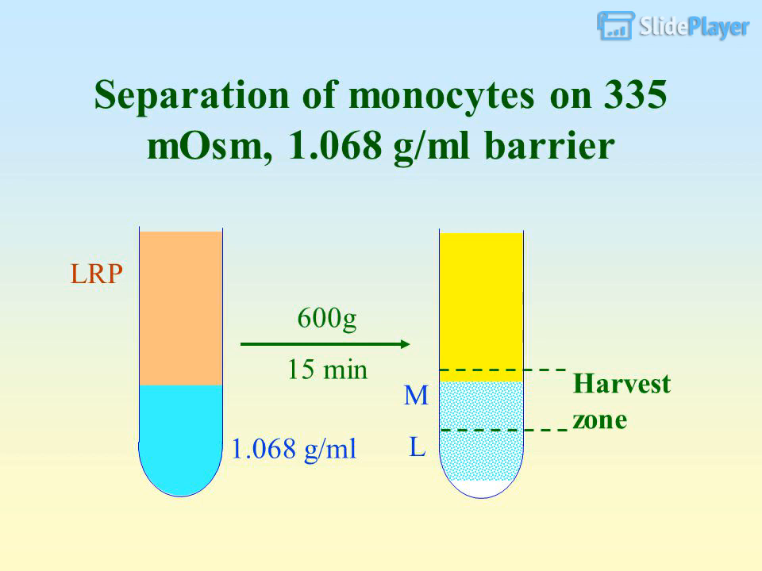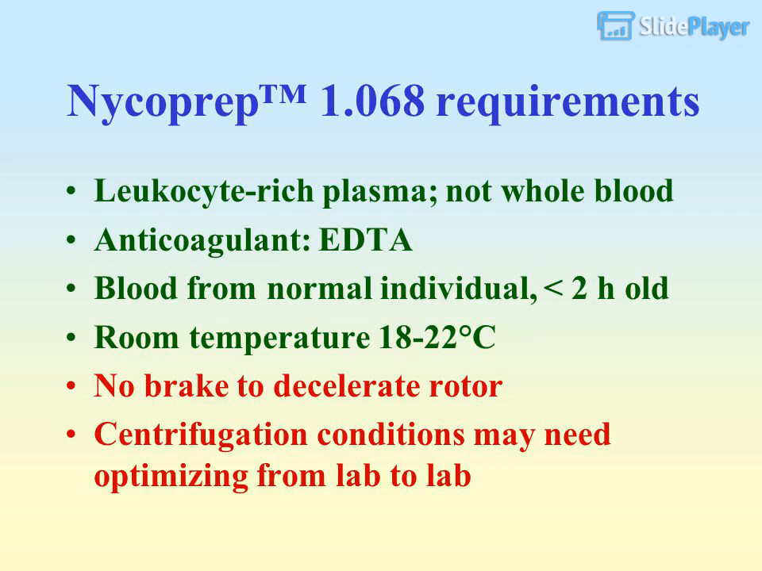After removal of the bulk of the plasma supernatant, the monocyte-containing region, between the dotted lines, must be harvested very gently to avoid sampling of the lymphocyte zone. Nycoprep 1.068 requirements. Leukocyte-rich plasma, not whole blood.